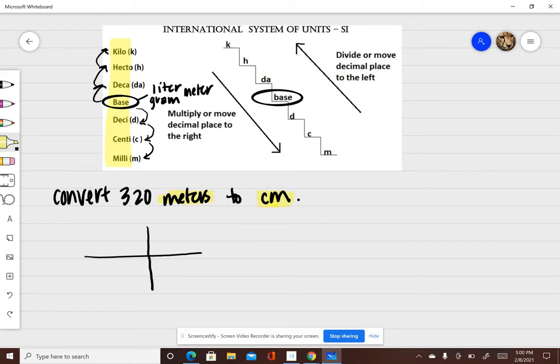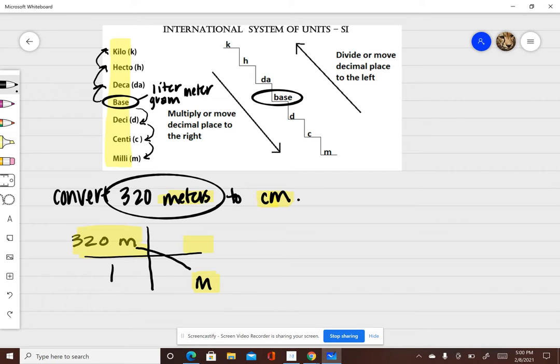What goes in the top left corner? My given measurement from the problem. Right, so I'm going to start with 320 meters. And what do I put underneath it? A 1 so that I have a fraction. What unit goes in the bottom or the denominator? What unit? Meters, because that's the same one as I had in the numerator. What unit goes in the numerator of my next window pane here? Centimeters, because that's my final unit I'm trying to get to, right?